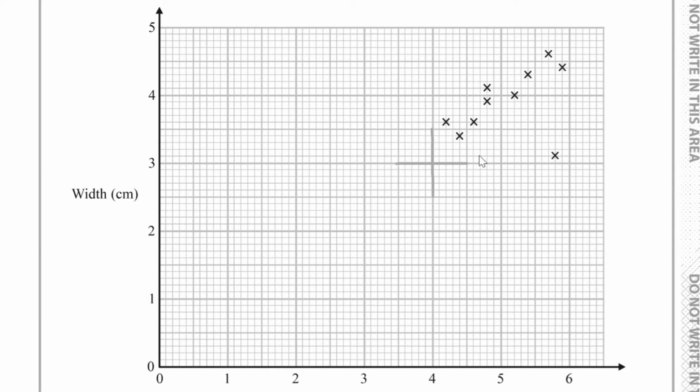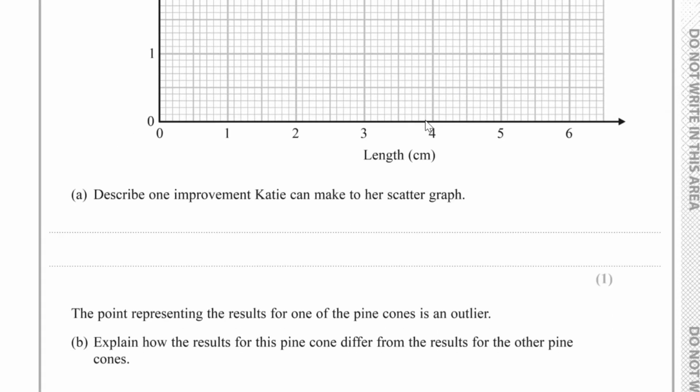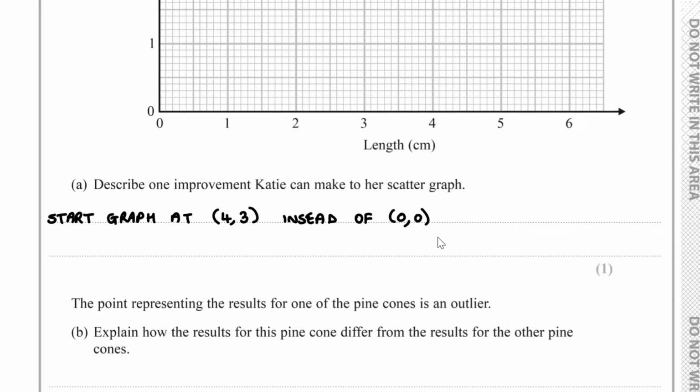And of course, in doing so, we'll have a missing axis. So let's just show that here. So we can start our graph off at, say, this point over here. So let's just write down that improvement. So we can start the graph off at 4, 3 instead of 0, 0.